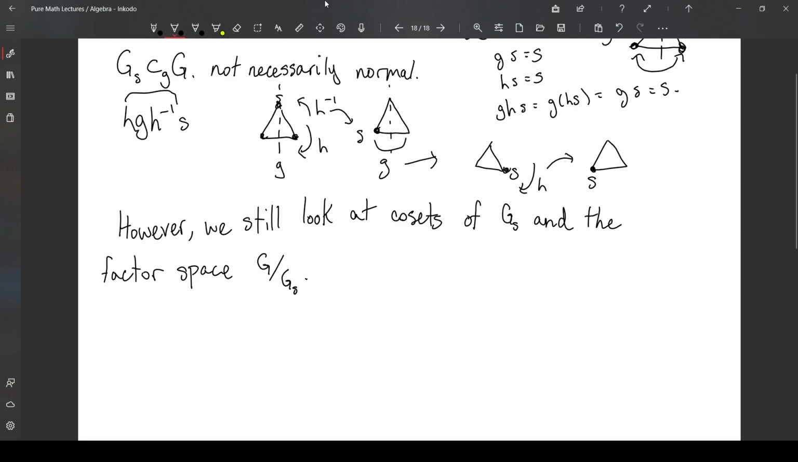So let's say x and y are in some coset of G sub S, okay? Then that means that x equals GH1 and y equals GH2, where H1S equals H2S equals S.